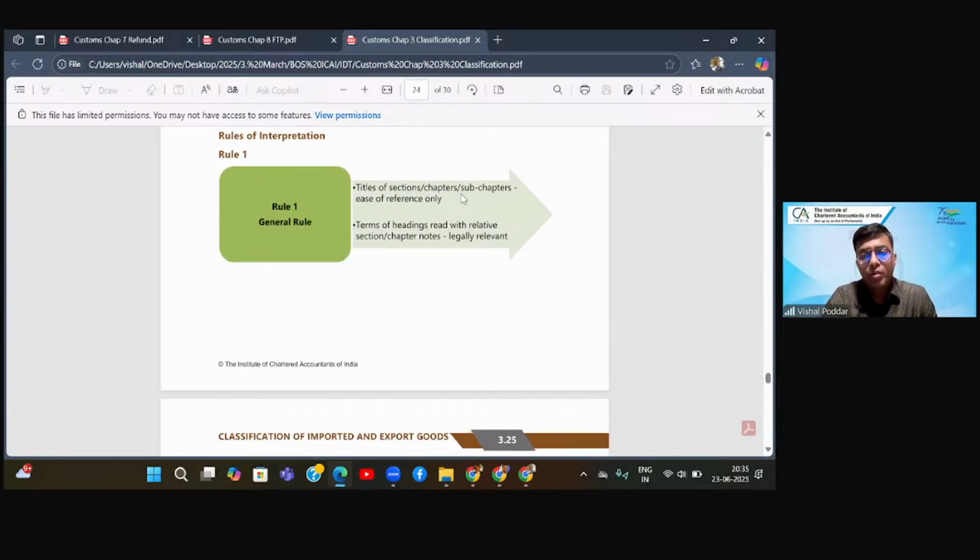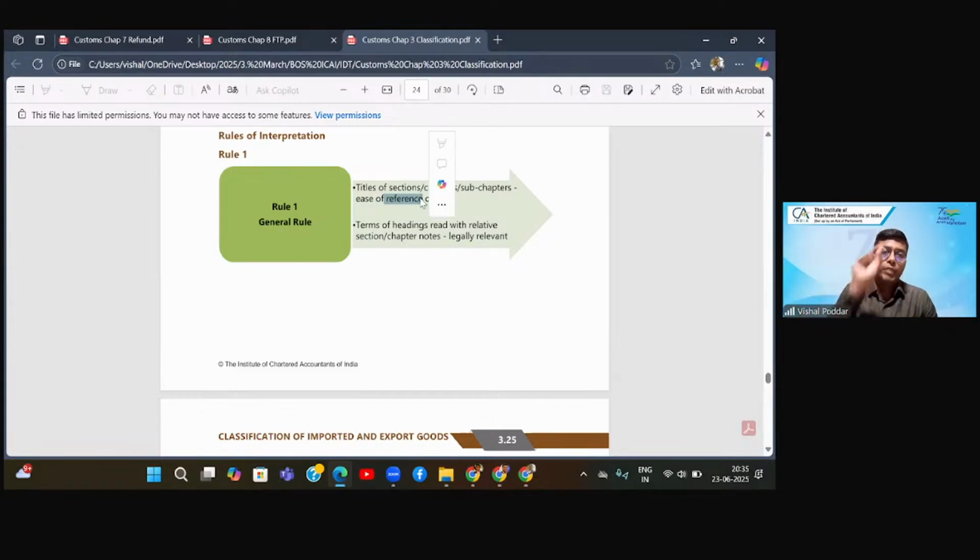Now we go to each of the rules to understand in detail what the rule says. So rule 1, what does it say? The titles given to the sections, chapters or sub-chapters are only for reference. They do not have authoritative value.